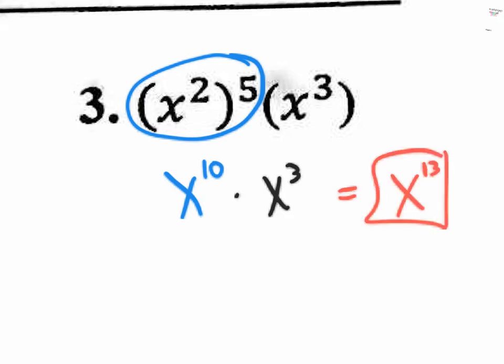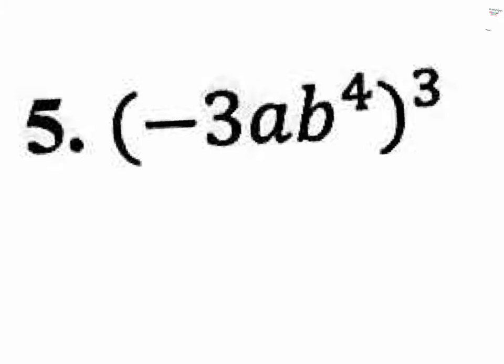Move on, number 5. Fun stuff. Number 5. We have the outside exponent of 3. We're going to distribute it to each and every exponent on the inside. Now keep in mind there's a 1 right there and a 1 on the a.